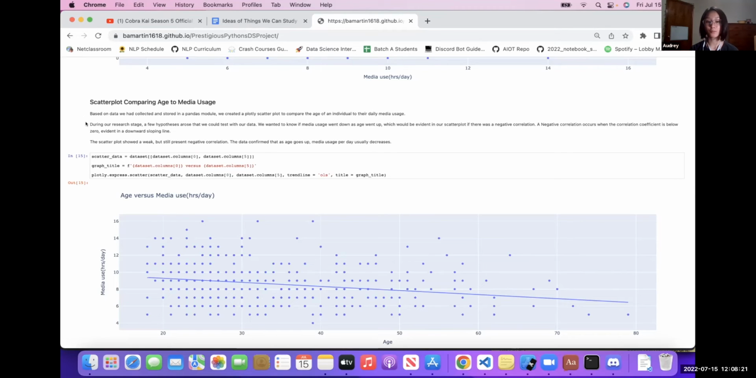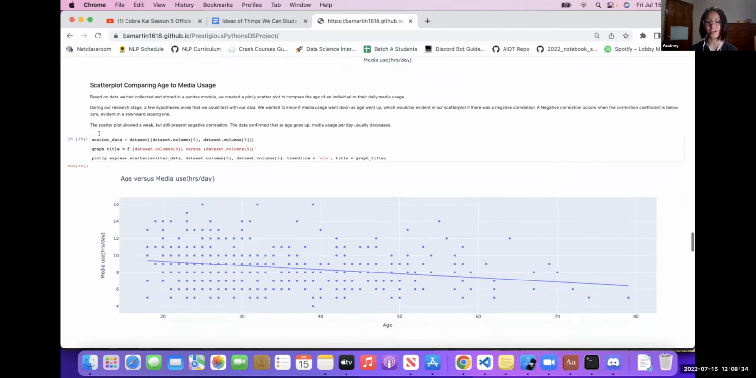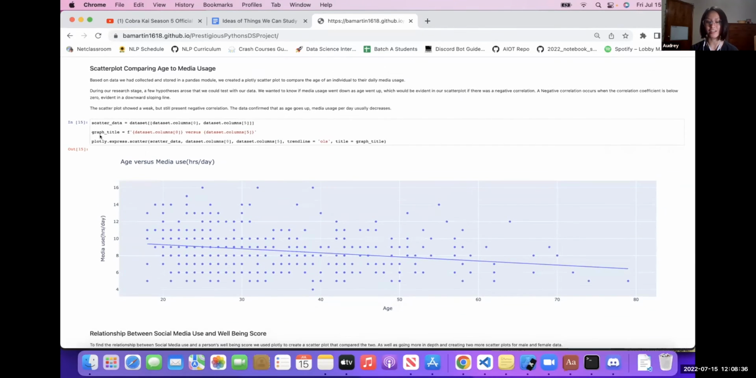The scatter plot showed a weak but still present negative correlation of about negative 0.05. The data confirmed that as age goes up, media usage per day decreases. And based on our other findings from the media use versus anxiety plot, which shows that media use and anxiety are positively correlated, this may attribute to why younger generations, especially females, are dealing with exponentially more mental health issues compared to the past.